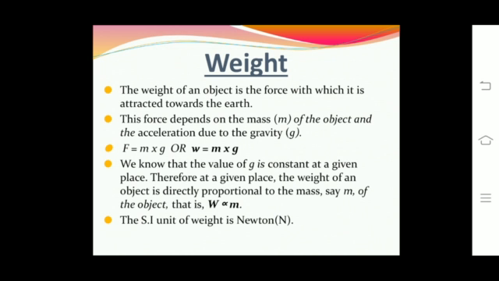At a given place, the value of acceleration due to gravity is constant. Therefore, at a particular place, the weight of an object is directly proportional to the mass. That is, we can say that W is proportional to m. The SI unit of weight is Newton.